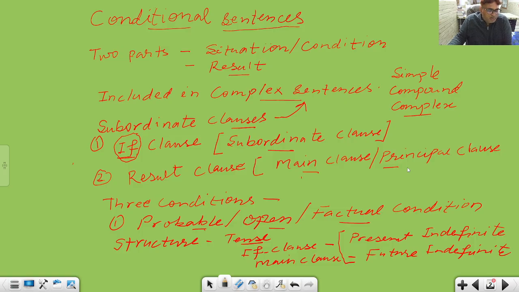Today I'm here with a topic from English grammar, and the title of the topic is Conditional Sentences. Conditional sentences, no doubt, are a very popular topic, and questions from this topic are often asked in examinations, whether they are competitive examinations or academic examinations. So this video is going to be helpful for both groups of students.